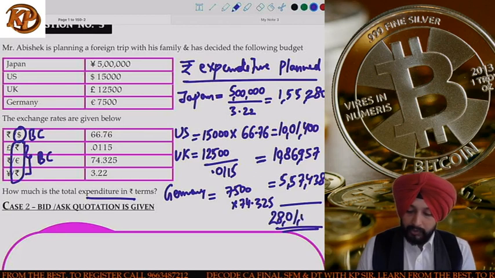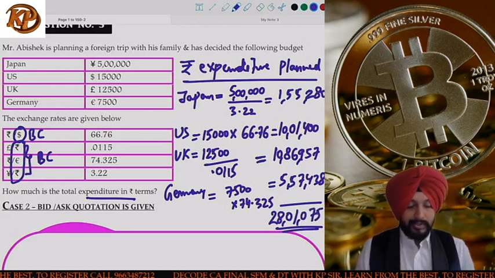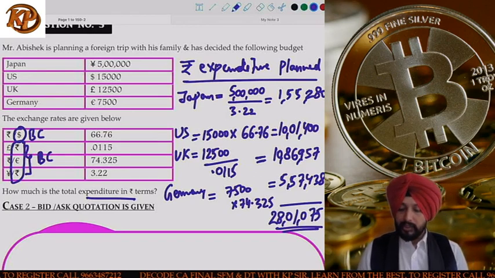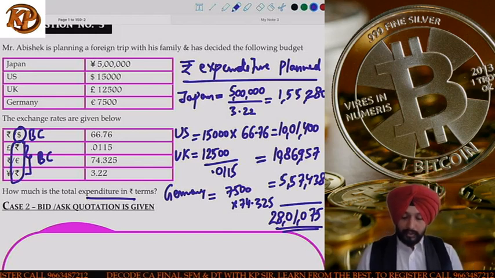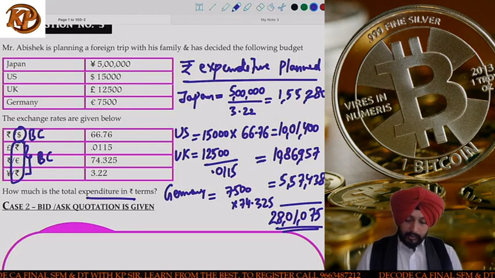We get 28 lakhs 1,075. 28 lakhs 1,075. That's the answer we should get. Okay, if you have done some exact numbers, if you have taken, guys, then that is better.